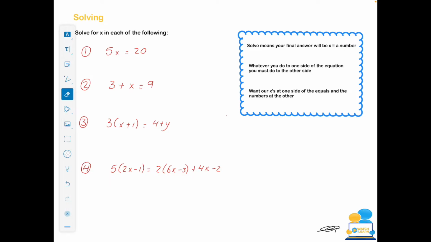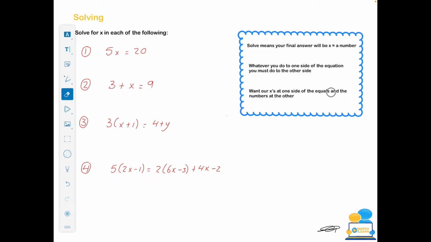So the next section is solving. Whenever a question says solve, basically what you want is x equal to a number. Now, it may not always be x. If your question is y, it'll be y is equal to a number. Key thing is whatever you do to one side of the equation, you must do to the other.